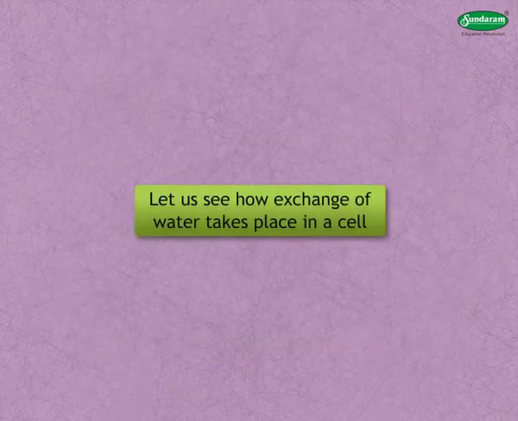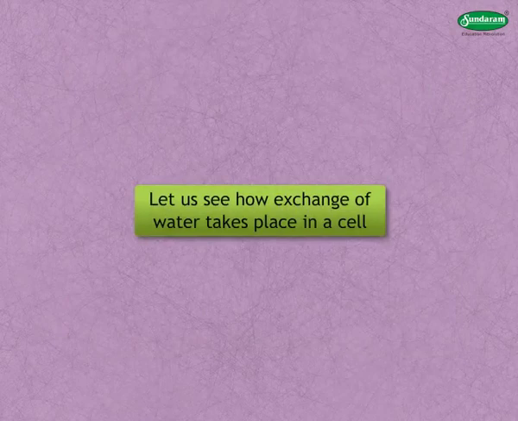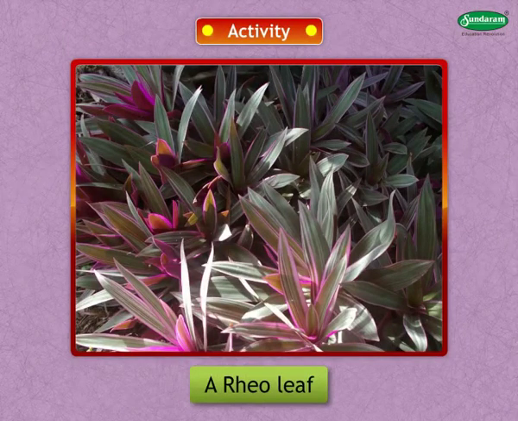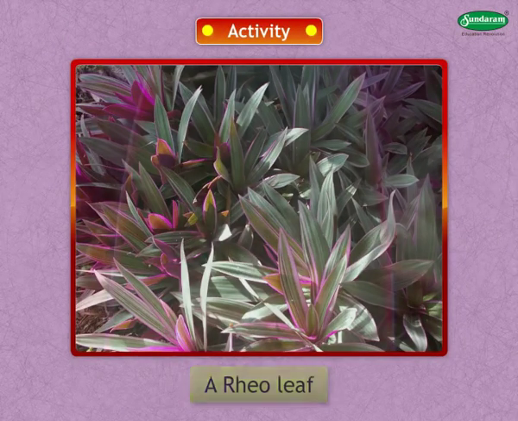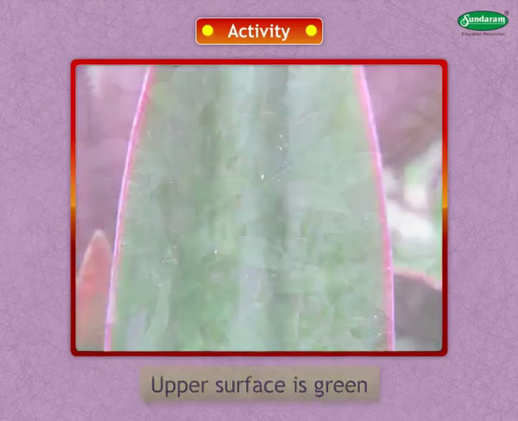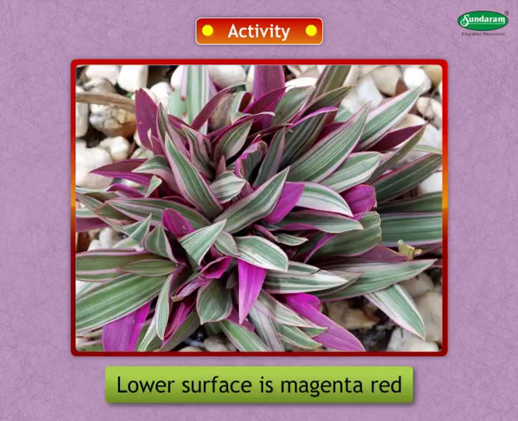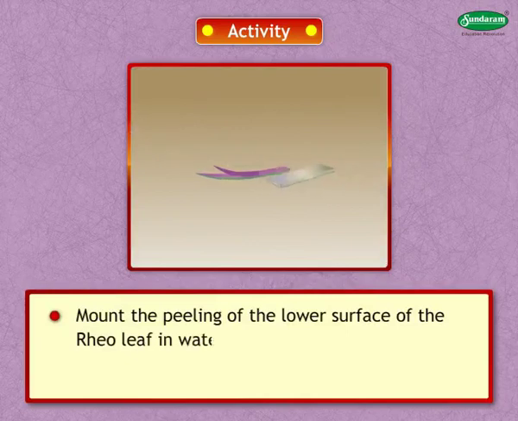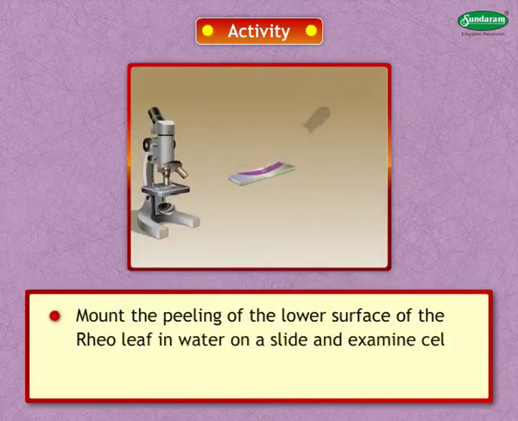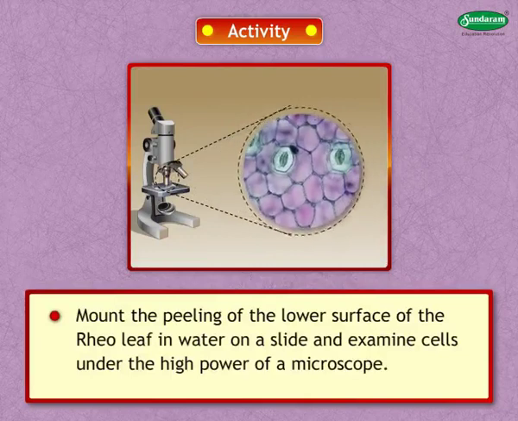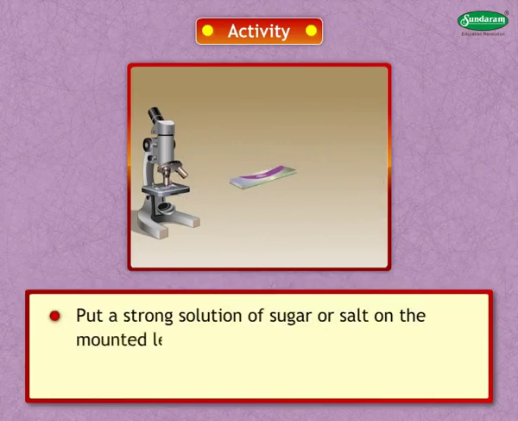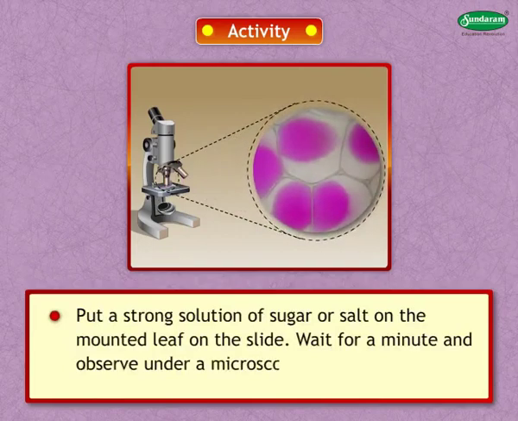Students, let us see how exchange of water takes place in a cell. Osmosis. Activity. Observe a Rhoeo leaf. It is two-colored. Its upper surface is green, while the lower surface is magenta red. Mount the peeling of the lower surface of the Rhoeo leaf in water on a slide and examine cells under the high power of a microscope. Put a strong solution of sugar or salt on the mounted leaf on the slide. Wait for a minute and observe under a microscope.